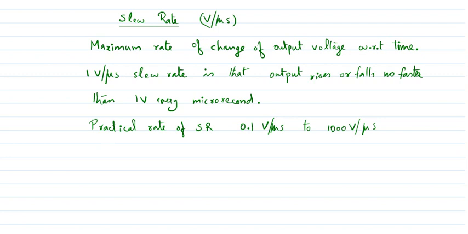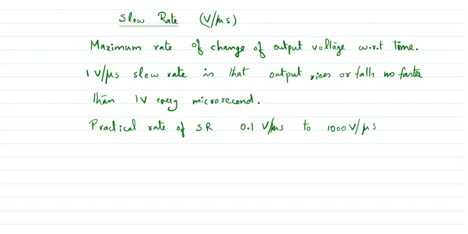But there are exceptional cases also. Some ICs are created only for the study of slew rates, and in that type of IC the value can increase to 6000 volt per microsecond. But usually we are not using that type of IC for practical purposes. So these are the main ideas of slew rate.